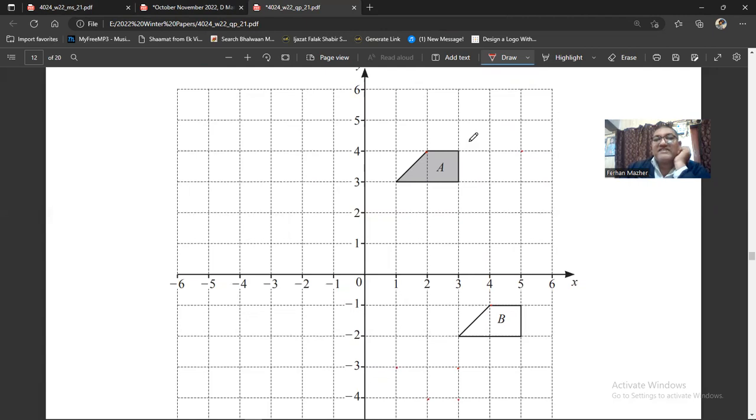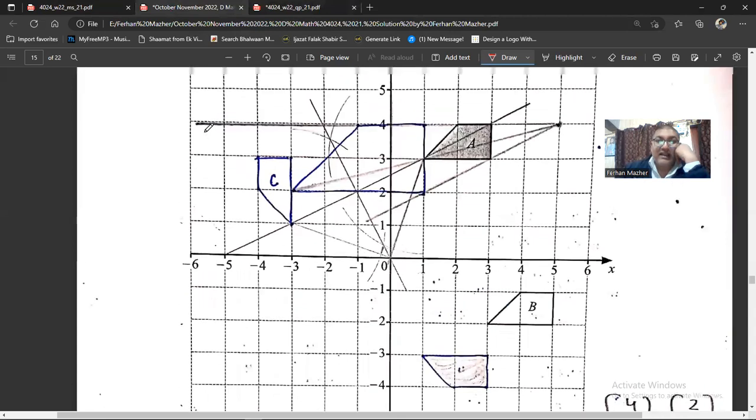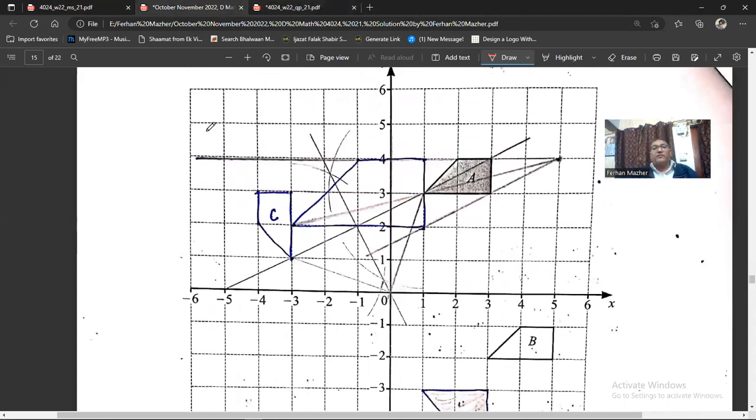You check how much is the distance of this point from the center of enlargement, you multiply it with the 2 because the scale factor is 2, and from here you count on the same line, you put a dot here. Then you count how much is this distance, and with the help of a scale, multiply it with the 2. Then from here count, and on this line put a dot here, and the same process you will do with this point.